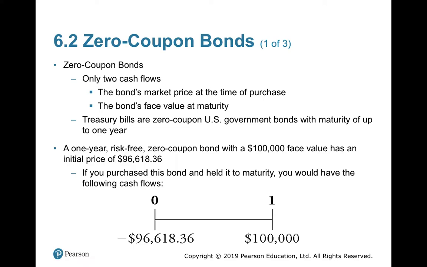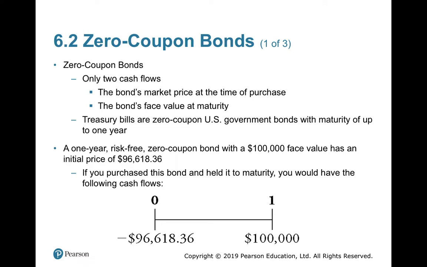So zero coupon bonds have only two cash flows. One at the beginning, one at the end. What kind of cash flow? At the beginning, the bondholder will pay money to the company to buy the bond. At the end of the bond, the company will make repayment to the bondholder. These are the only two cash flows.